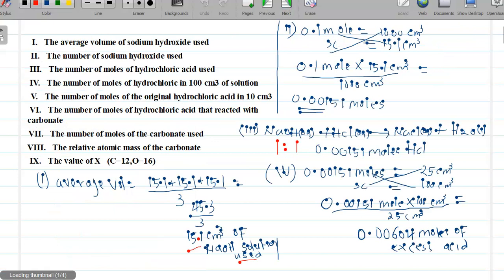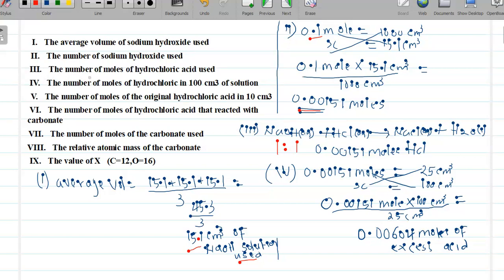0.1 is equal to 15.1 centimeter cubic, which is the volume used. How many moles will it be equal to? X, we don't know. We cross multiply: 0.1 times 15.1, then you divide by 1000. Then this is the value you will get. That's Roman 2, how to calculate it.